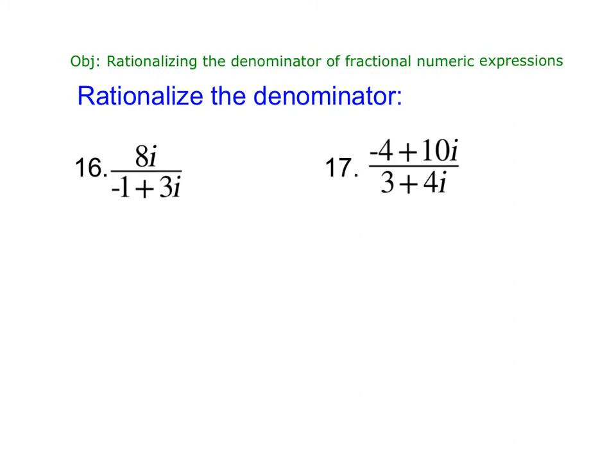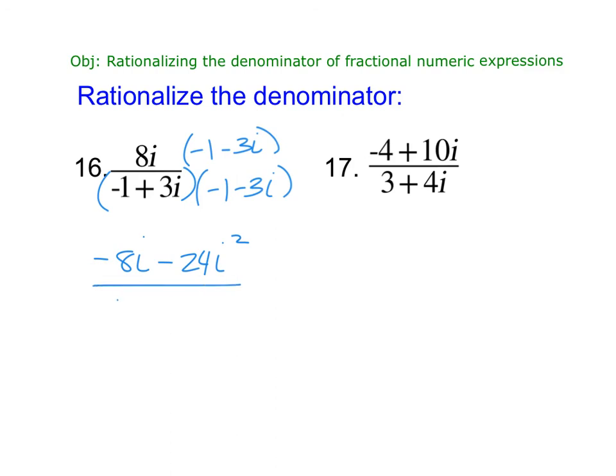All right, last slide. Again, same thing we've been doing, nothing new here. Pause the video, try it on your own. Negative 1 minus 3i, negative 1 minus 3i. So we have negative 8i minus 24i squared all over 1 minus 9i squared. This becomes negative 8i plus 24. This becomes 1 plus 9, which is 10.